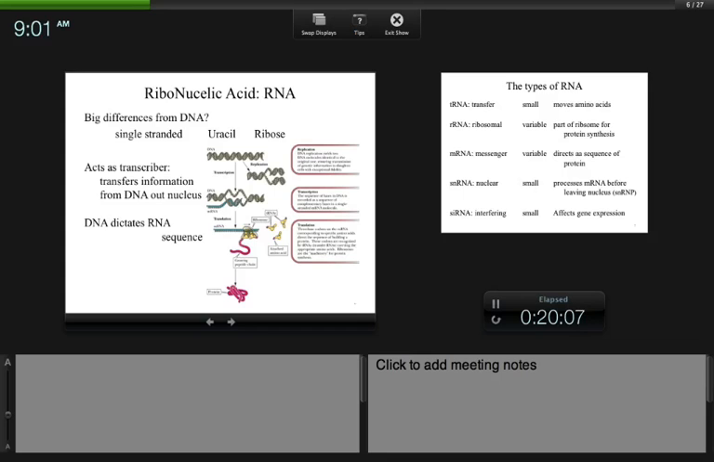Is there just one type of RNA? Nope. What type of RNA do we have? Transfer RNA, which is our tRNA, rRNA, mRNA. I got 3. What's the other one? I got T, M, R.